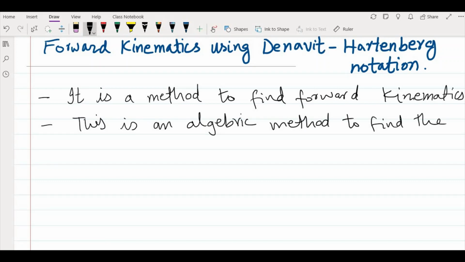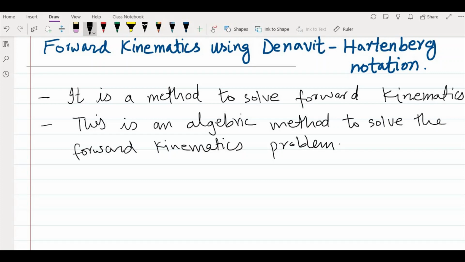To find... I think find is not the right word. Solve will be better here. So we can use solve the forward kinematics problem. You can notice this word, algebraic method. In the previous lecture, we also talked about forward kinematics, but the method we used there was the geometric method. This one is using the algebraic method.